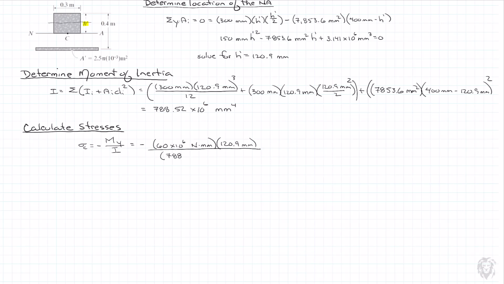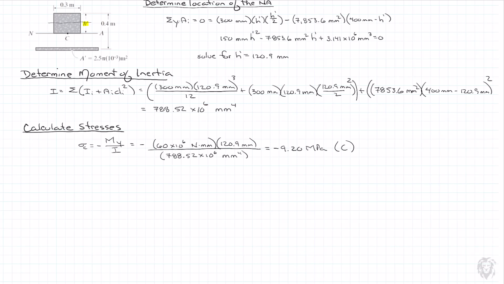It's 788.52 times 10 to the 6 millimeters to the 4th. And we come up with an answer of negative 9.20 megapascals. Of course, the negative implies that it is in compression. We'll put a C for compression, which is what we expected. Otherwise, we would have been discounting that concrete. So everything's working out so far.